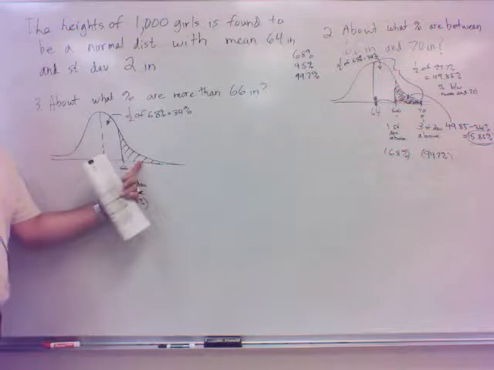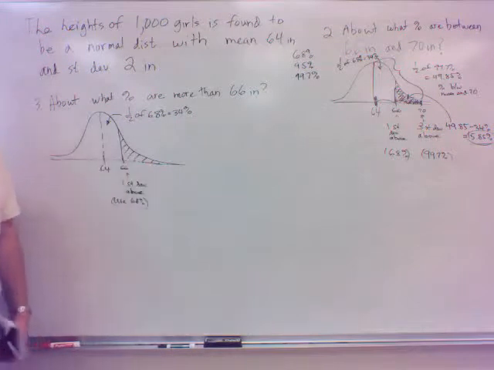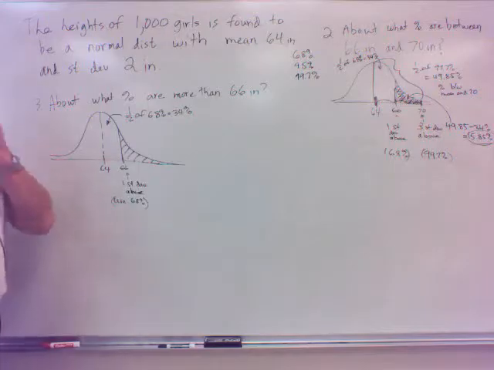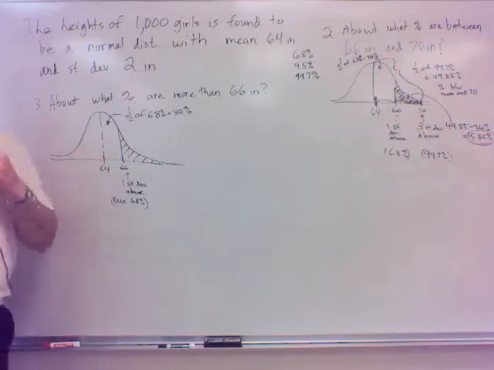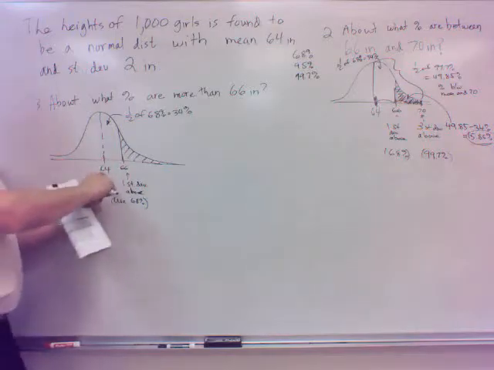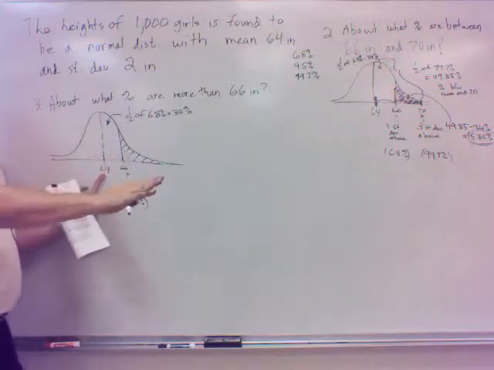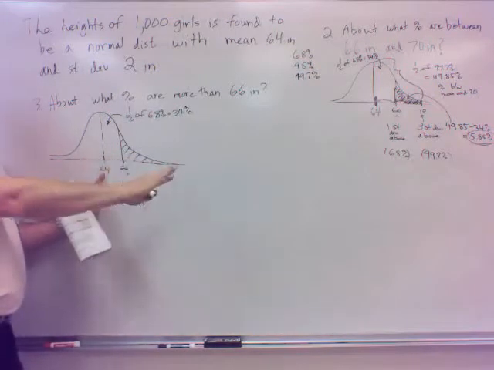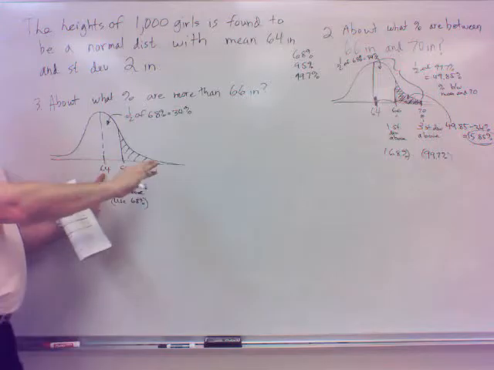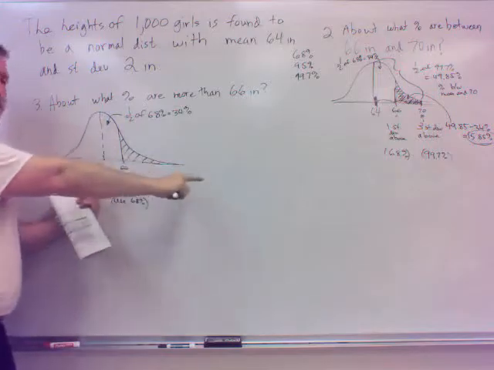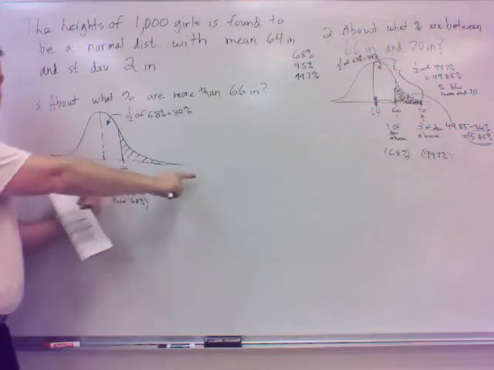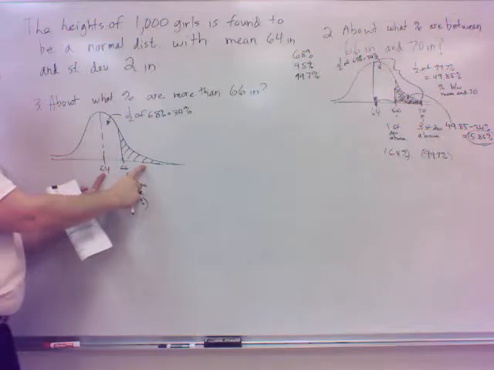How do I get this piece? Well, that's where, again, one way we do it is utilize the fact that this graph is symmetrical. And from 64 on out, how many percent do I have? Well, 64 being the mean, the 64 splits it in half, doesn't it? So above the 64, there's 50%. In other words, from 64 on out, there's 50%. So if that's 50%, this is 34%, then what is this? Isn't it 50 minus 34%?